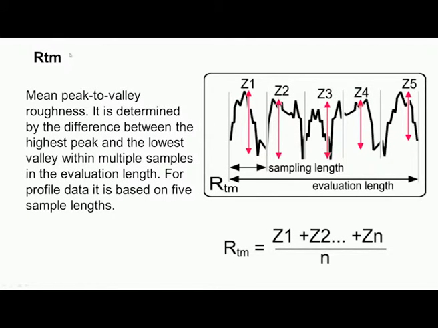So, next one is Rtm, mean Rt, mean peak to valley roughness. Now, we can see here we have this evaluation length which is divided into 5 sampling lengths, and this is the first sampling length in which we have peak to valley distance, it is nothing but Z1. Similarly, the second sampling length we have Z2, this is the peak to valley gap, similarly Z3, Z4, Z5. So, when we calculate the average of these 5 values, we get Rtm, mean peak to valley roughness.